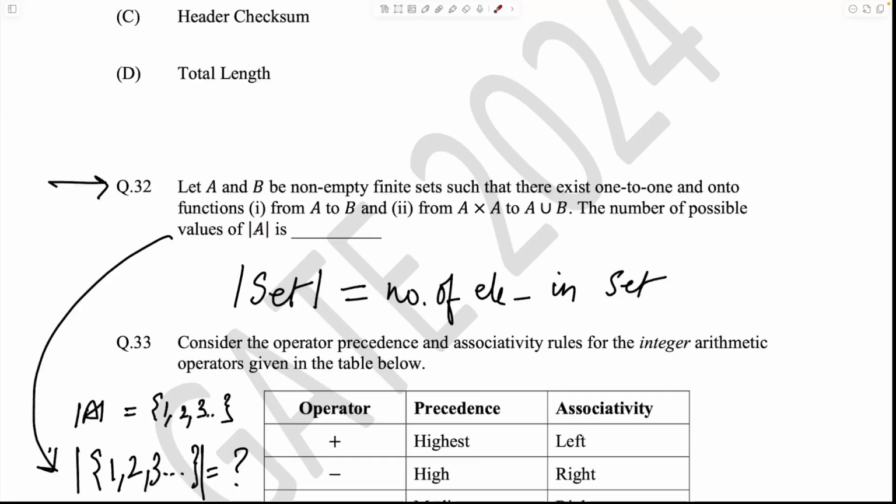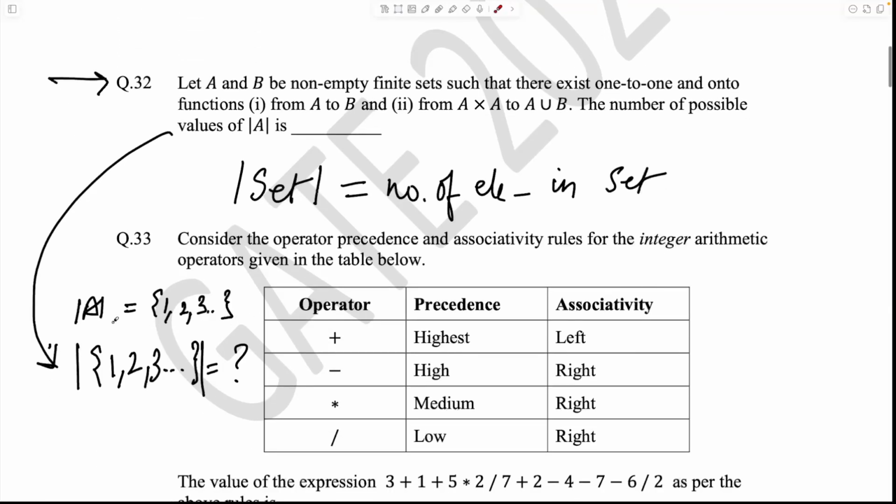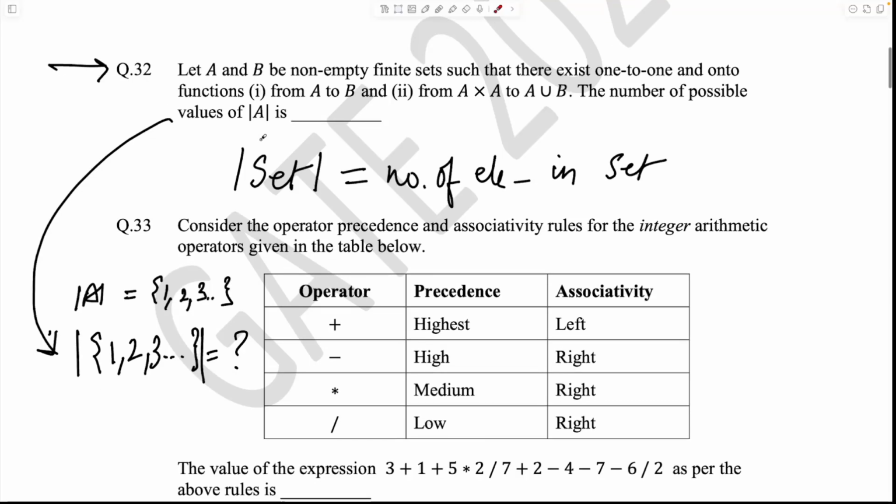This symbol is mod of A, which basically gives us the number of elements in the set. And that is not exactly what is being asked. They are asking the number of possible values of mod A. Suppose that mod A can be 1, 2, 3, then this is your set of all possible values of mod A. So the mod of this set is what they are actually asking us, the number of possible values of mod A.